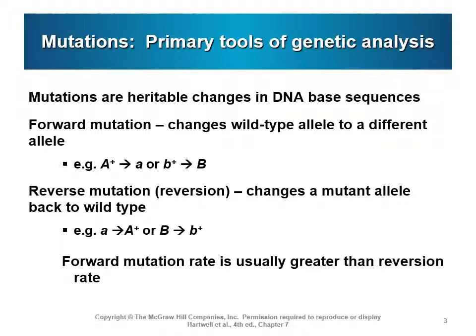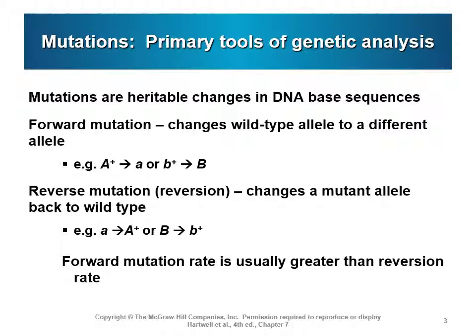We can categorize mutations as forward mutation and reverse mutation. The case of the forward mutation is where the changes happen from the wild type allele to a different allele, and an example is albinism. And the reverse mutation, which is more rare, is the mutation where the changes happen so that the mutated allele goes back to its wild type sequence, wild type phenotype.